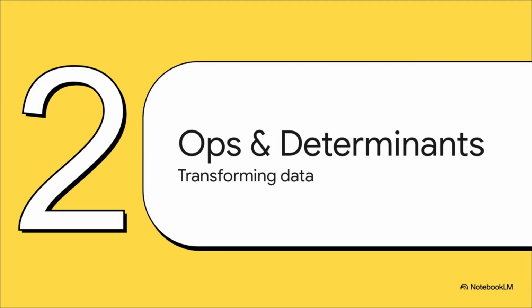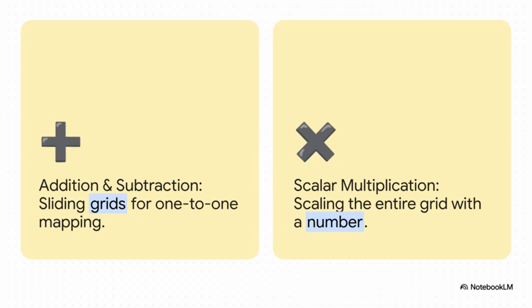Moving right along to Section 2, Matrix Operations and Determinants. Now that we've identified our materials, let's figure out how to actually wield these tools to transform our data. The most basic operations you'll run into are addition and subtraction. Honestly, just think of this as taking two identically sized grids and sliding them together so that every corresponding element adds or subtracts. It's a direct one-to-one mapping. Scalar multiplication on the flip side is when you take a single standalone number, a scalar, and multiply it by every single element inside that matrix grid. This effectively scales your entire data structure up or down uniformly.